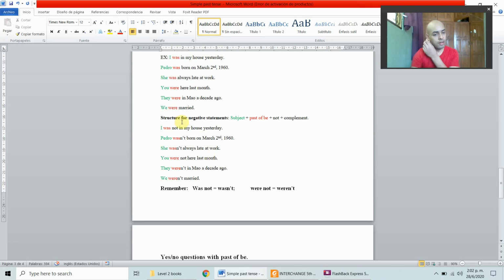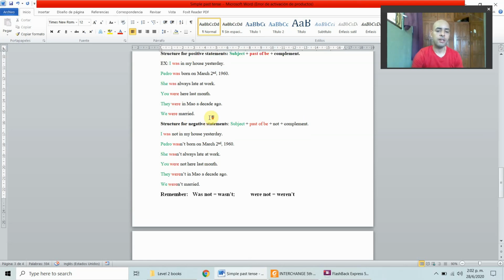So the structure for negative statements. The structure for negative statements is subject, past of be, not, and the complement. I was not in my house yesterday. I, the subject, was, the verb, the past of be, not in my house yesterday, the complement. Pedro wasn't born on March 2nd, 1960. Pedro, the subject, was, the past of the verb be, and n't, of course, the contraction, and the complement.